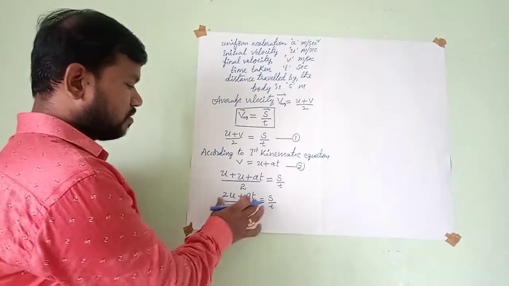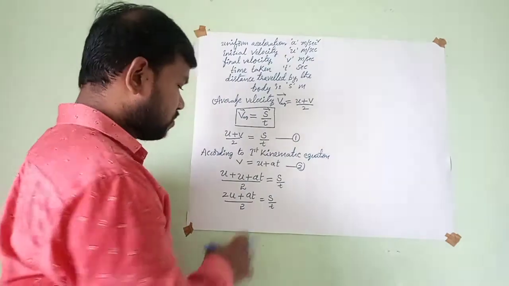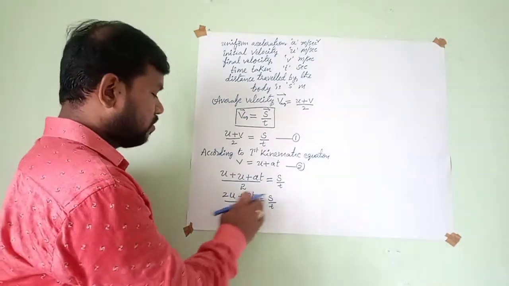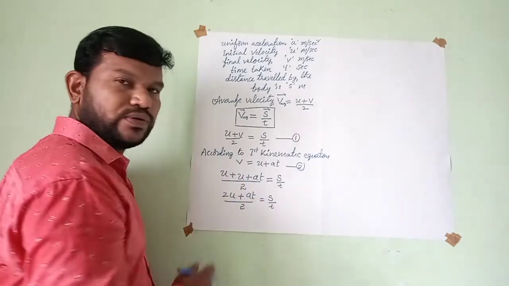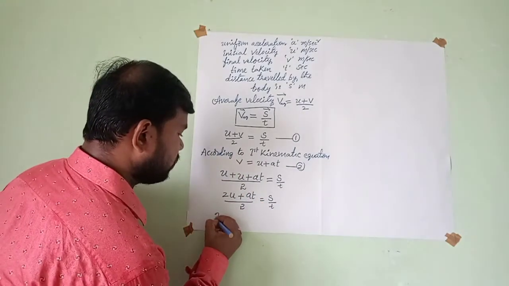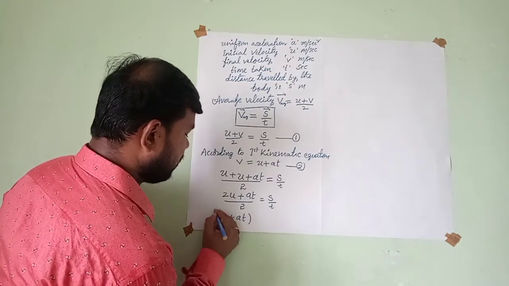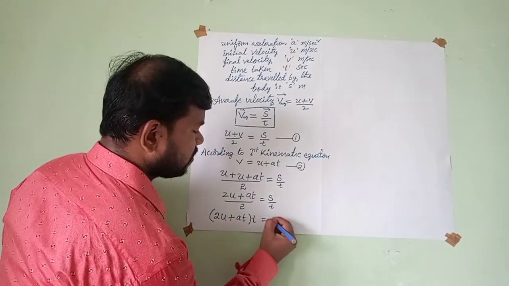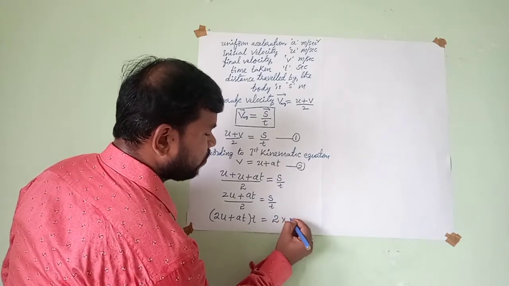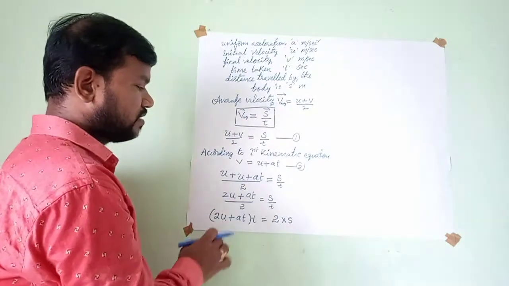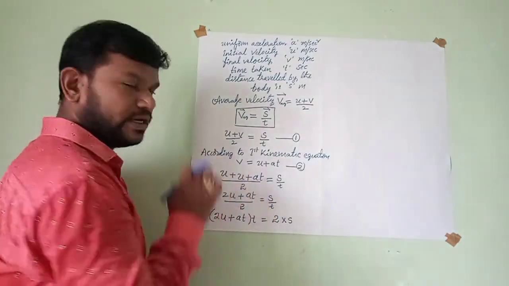Now students, cross multiplication. So 2 into S is equal to 2U plus AT into T. I am writing, 2U plus AT into T is equal to 2 into S. Cross multiplication students: 2 into S is equal to 2U plus AT into T.